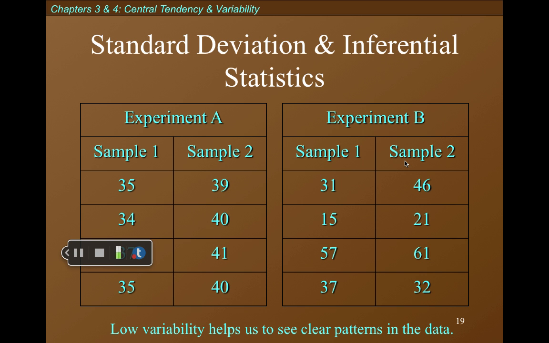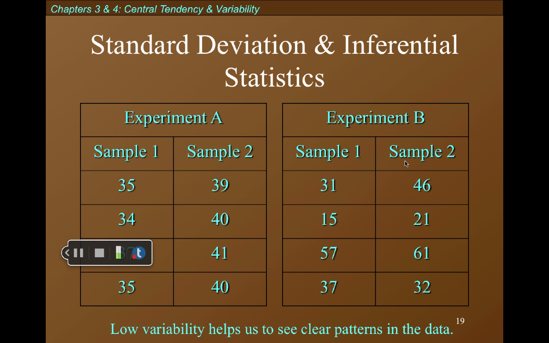And when we move on to inferential statistics, which we will in the next few days, we will see how this comes into play. So in experiment A, we have sample 1 and sample 2, and as you can see, the scores are all pretty close together. They're all just within a few of each other. And so it's pretty easy to look at that experiment and say, well, I believe sample 2 has a higher mean than sample 1, because you can just tell by looking at the scores. And the reason you can tell is because they're not spread out very much.